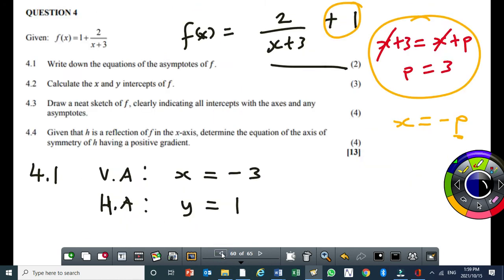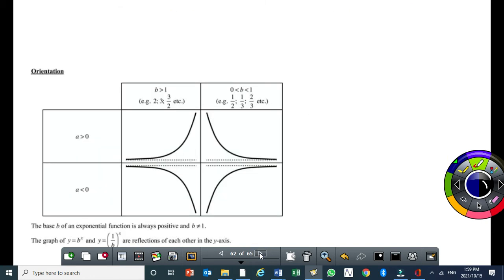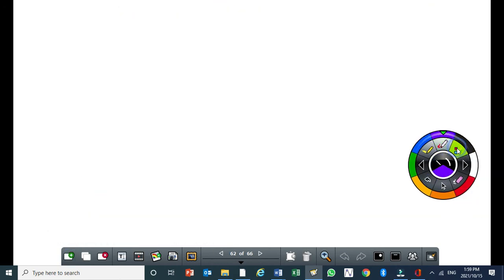Alright, so the next question now, we have to sketch. Draw a neat sketch of f, clearly indicating all intercepts with the axes and any asymptotes. So we need to indicate the intercepts, we need to also draw our asymptotes. So I'm going to do that now. So these two are our equations of asymptotes. I found x-intercepts, x equal to -5 and x equal to 5. So y equal to 5 over 3. So I need a blank page where I will draw the graph.